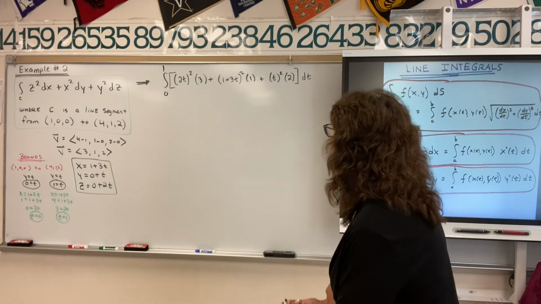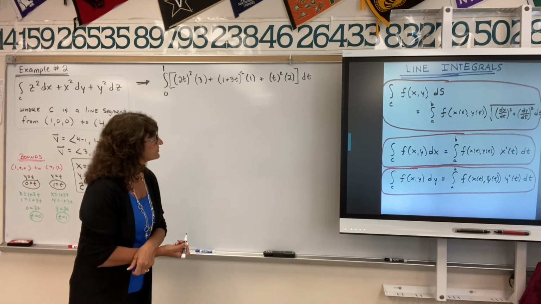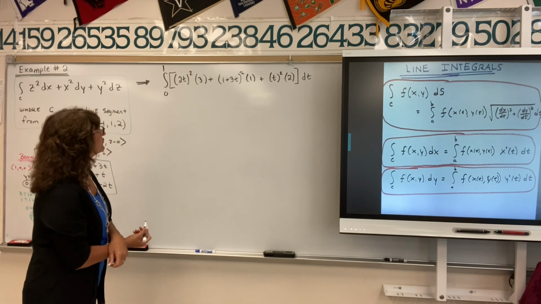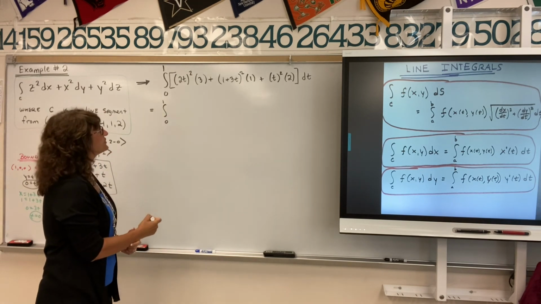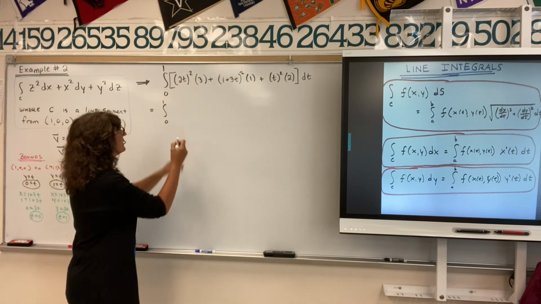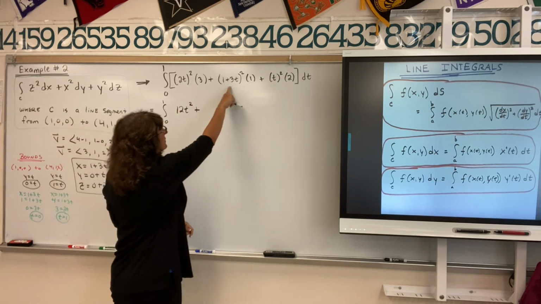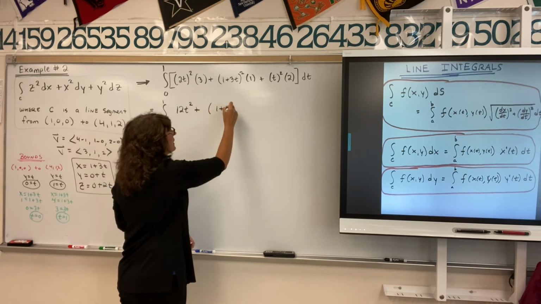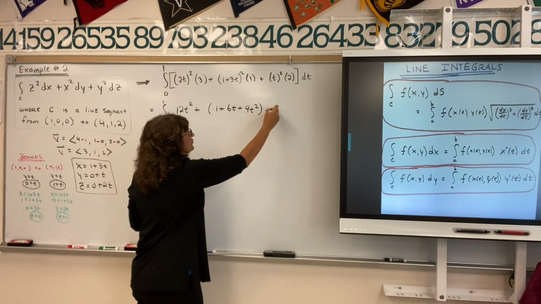Okay, so now let's just integrate. We're integrating a single integral. Once you break it down to a single integral of a single variable, then you're just doing what you learned in your first calculus class, the fundamental theorem of calculus. So let's go ahead and simplify the integrand. 2 squared is 4t squared times 3, so 12t squared. I'm going to have to expand this, so I'm going to have 1 plus 6t plus 9t squared, and then this is 2t squared.